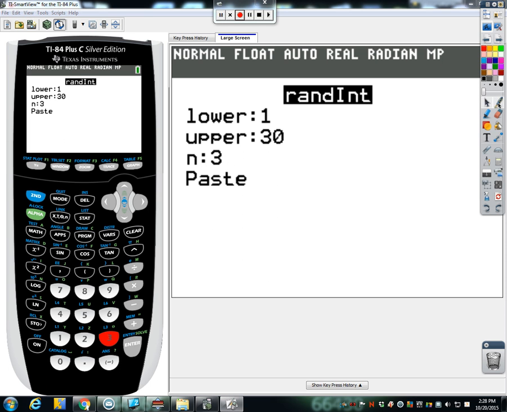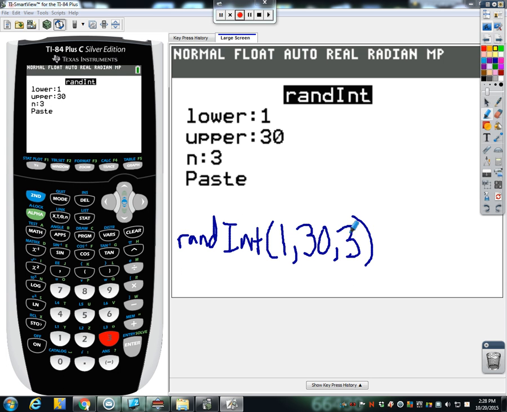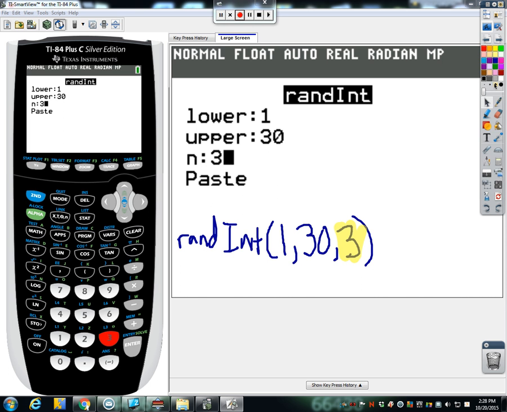So if you don't have this menu, again, you're going to see randint parenthesis. You're going to want to put in the lower value first, comma, the upper value second, comma, how many numbers do you want selected at a time? Now, if you don't put in a number where this 3 is at, by default, your calculator will just give you one number. So you don't have to put a comma 1 here. You could just end it after the upper value, and your calculator understands.